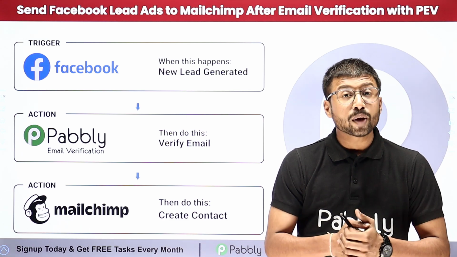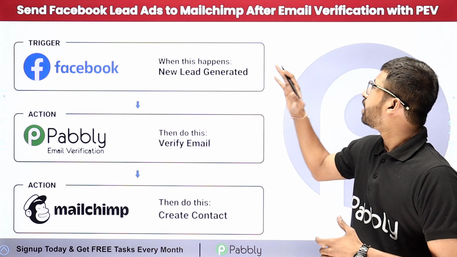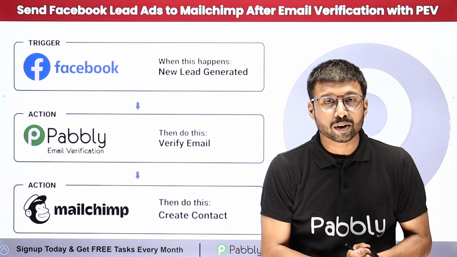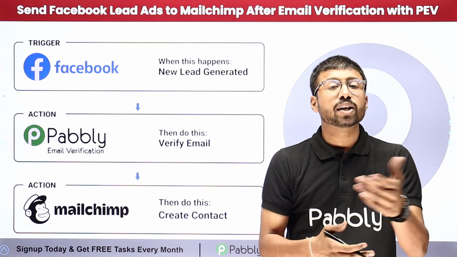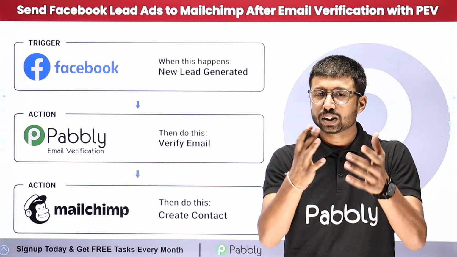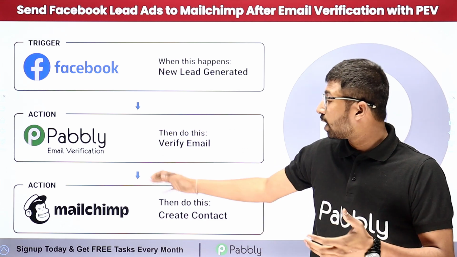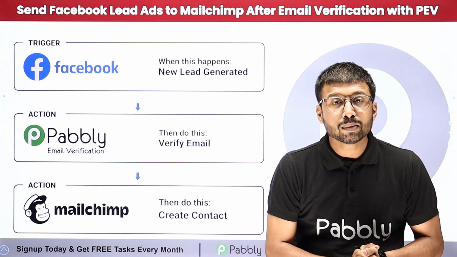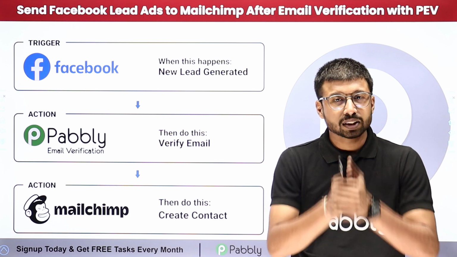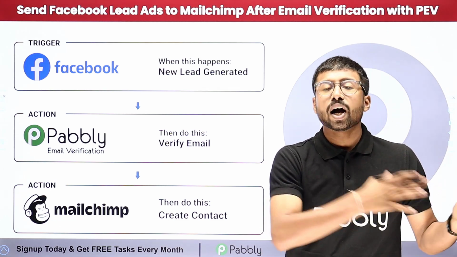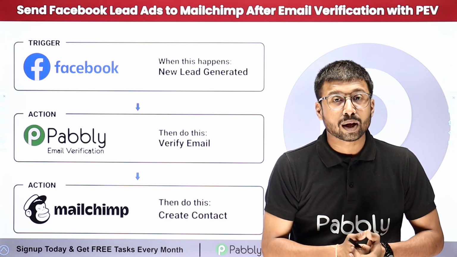So in this video, we are going to learn how to send Facebook lead ads to Mailchimp after email verification with Pabbly email verification. So you must be running some ads on Facebook and generating some new leads. And also you must be adding those same leads into your email marketing platform like Mailchimp. But to send the email newsletters or email marketing campaigns, you need to verify those emails. And in this video, I'm going to show you how you can automate this complete process with Pabbly Connect.